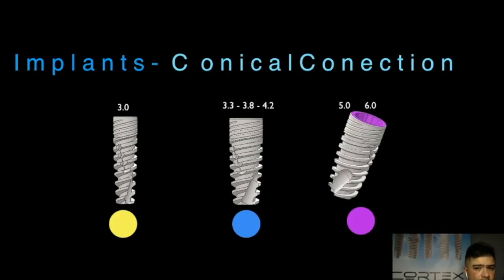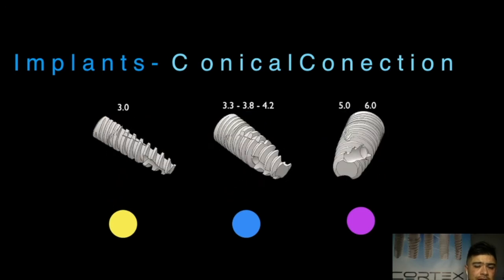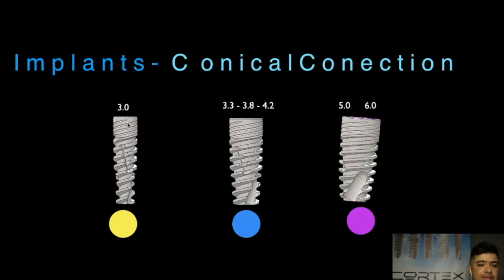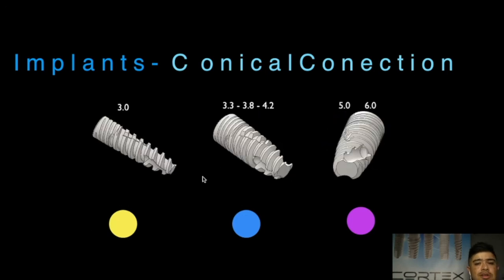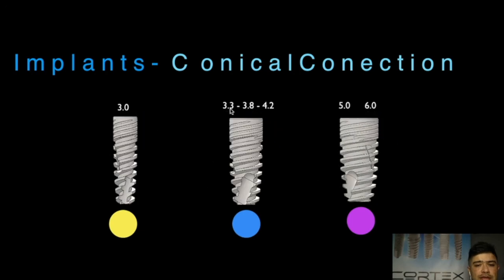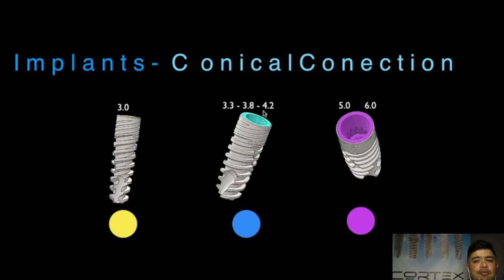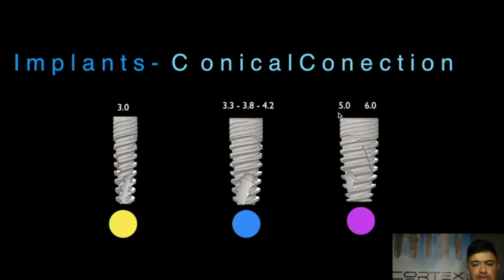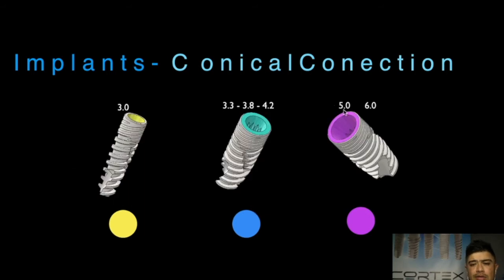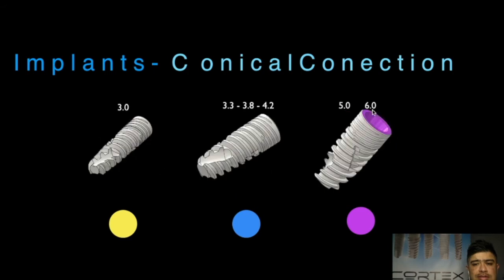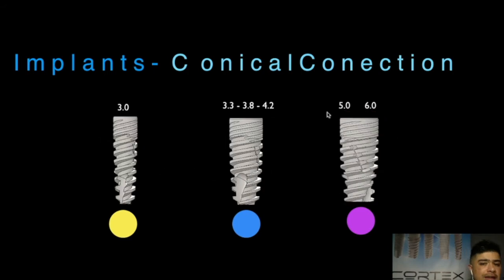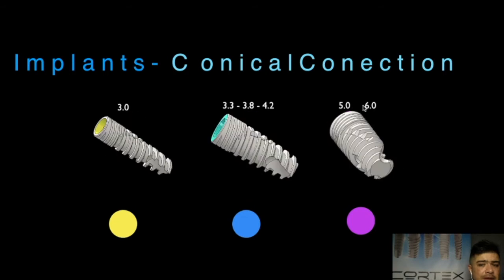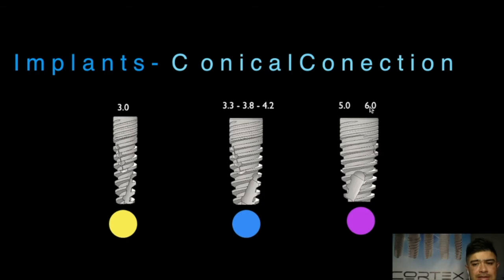In the Cortex conical connection implants, you will find a 3.0 implant, the narrow connection. You will have also the 3.3 implant, 3.8 implant, and 4.2 implant with the same connection, regular connection. And you have also the wide connection, 5.0 and 6.0 implants. I only use the 5.0 implants. I have no experience with the wider implant, the 6.0 implant.